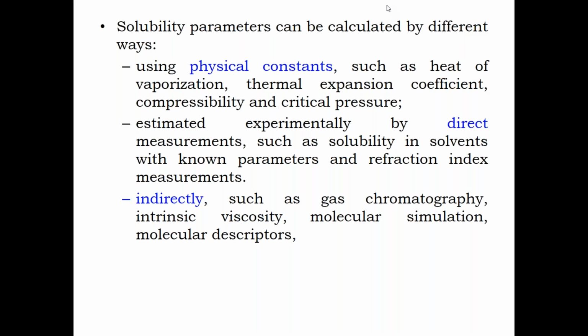So there are various methods by which you can determine the solubility parameter, by using some constant values generated from some other experiment, or by direct measurements such as solubility in solvents, knowing the refractive index, or by the chromatographic technique.